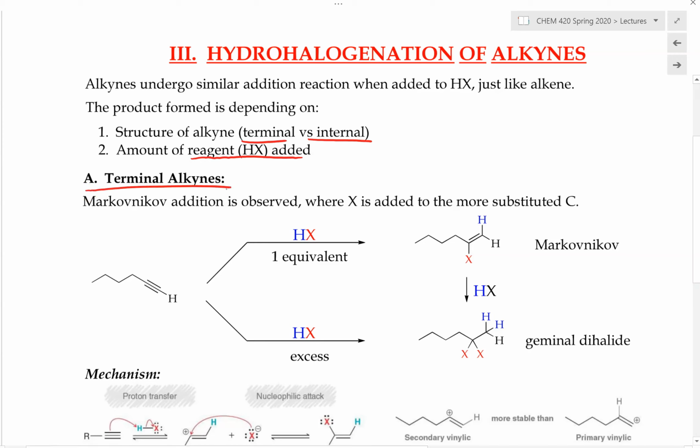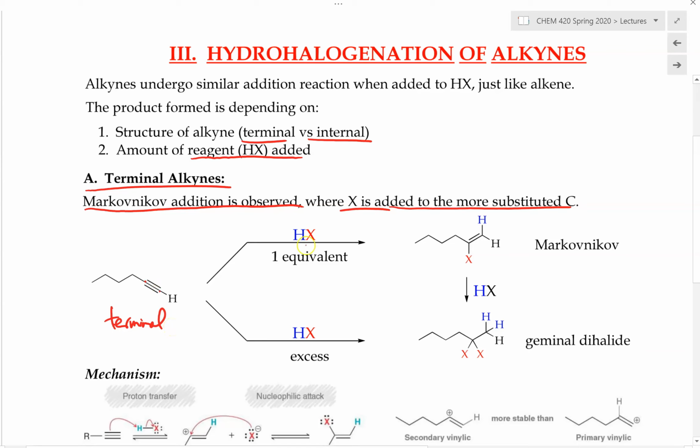When we do the hydrohalogenation reaction of the alkyne, we would observe that the major product is the Markovnikov product. And again, the Markovnikov product is the product where the halogen is added to the more substituted carbon, and the hydrogen is then added to the less substituted carbon. So in the case of a terminal alkyne, we can see that the two alkyne carbons are not equally substituted. This one right here is more substituted than this one.